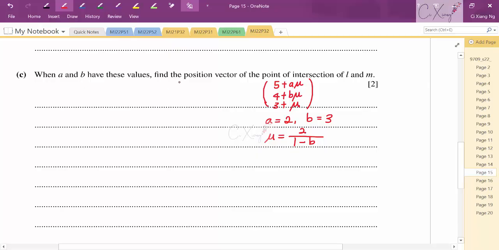They want us to find the position vector of the point. To find the position vector, generally you need to substitute A, B, and mu into this equation. I know that A is equal to 2. Then what about mu? Mu is actually 2 divided by 1 minus 3. 1 minus 3 is negative 2. So 2 divided by negative 2, you get negative 1. So mu is negative 1. Then 4 plus b, where b is 3, multiplied with negative 1, and then 3 minus 1.